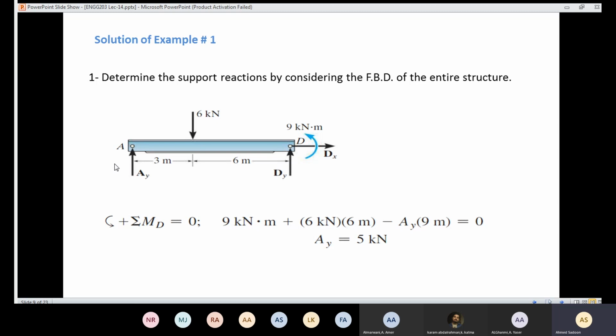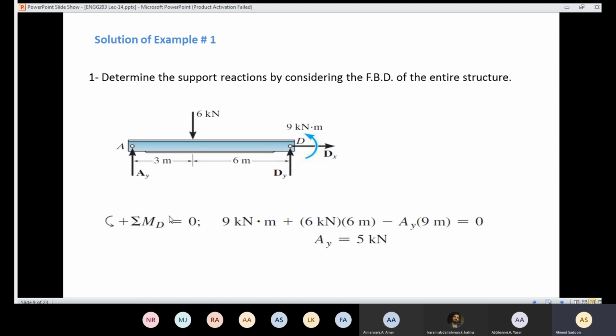And for that problem, he concentrated on AY because he is trying to use the left part. So if you are going to use the left part, it's enough to calculate AY only. If you are going to use the right part, calculating DY and DX is going to be enough. So in this example, since they intend to use the left part for the solution, they only calculate AY.